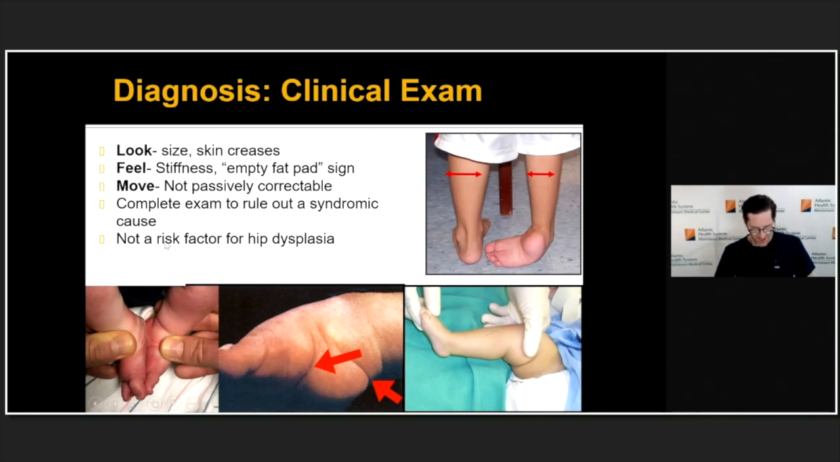Unlike metatarsus adductus, a clubfoot is not a risk factor for hip dysplasia. So if you diagnose a clubfoot, it's not necessary to obtain a hip ultrasound in an infant.